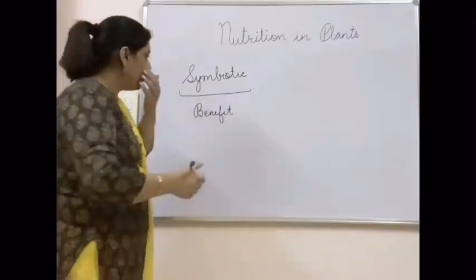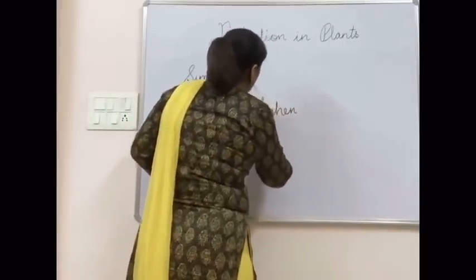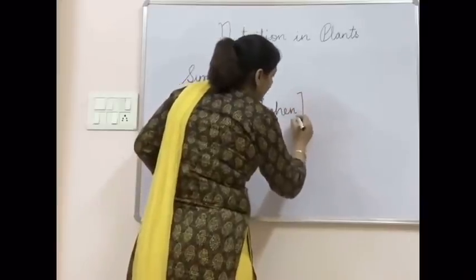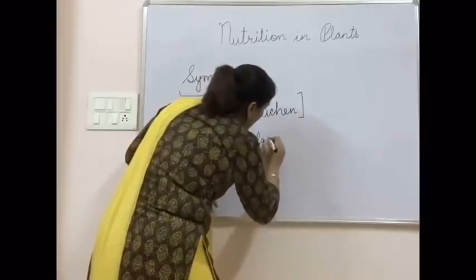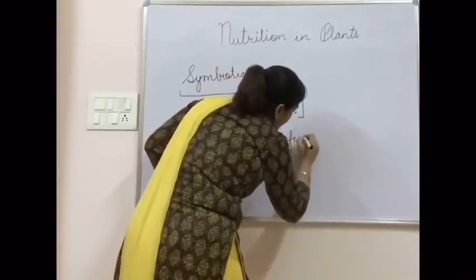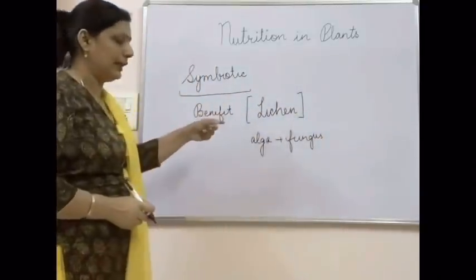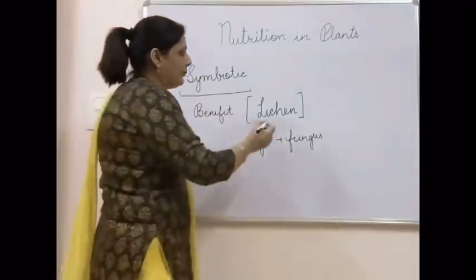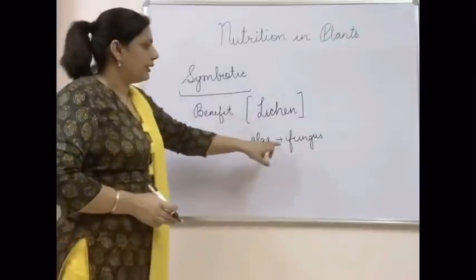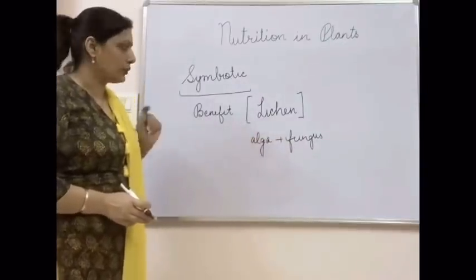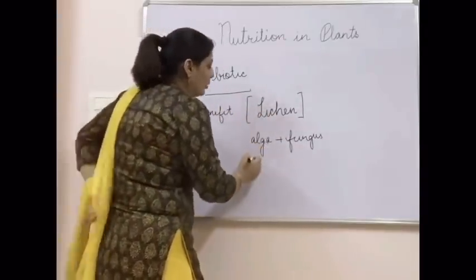And a very common example of this, which you will be reading in this chapter, is the lichen. Lichen is one such organism which is actually a symbiotic association between alga and fungus. Here also I told before, alga is the singular, and if algae is there, that means it is plural. Same way fungus is the singular, and if it is fungi, then that is plural. So here one alga and one fungus live in close association with each other, and that is called lichens.